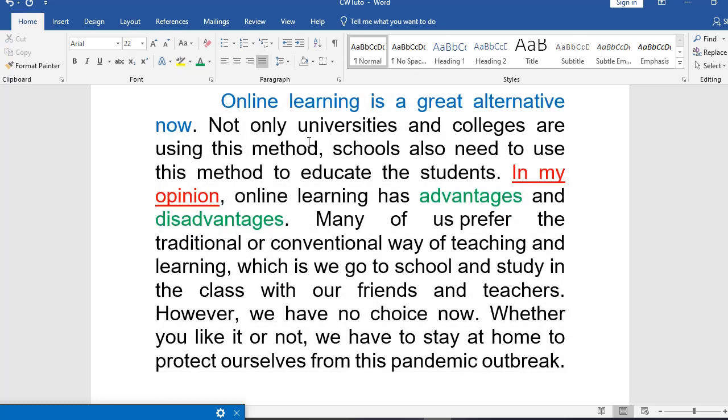Okay, not only you, the school student, but also the students in the universities and colleges using the online learning. Okay, but it also has advantages and disadvantages. I know that many of us prefer the traditional or conventional way of teaching and learning, which is we go to school and study in the class with our friends and teachers. However, we have no choice now. Whether you like it or not, we have to stay at home to protect ourselves from this pandemic outbreak COVID-19.